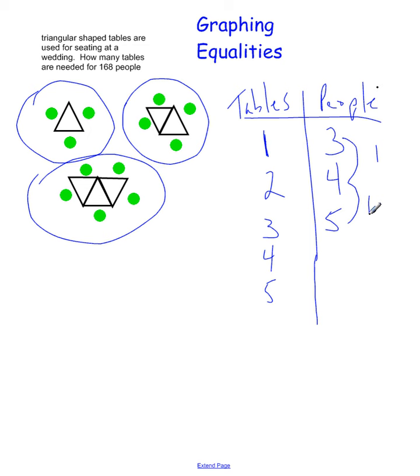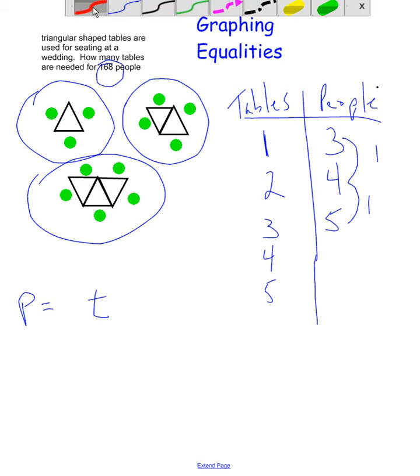Now, in order to figure out our question, how many tables will it take to seat 168 people, I don't really want to be building that many tables to seat 168 people. So let's use the information we have here. We know that the amount of people that can sit at this wedding depends on the number of tables. And if we look at our information here, I'm going to use red to highlight some of our information.